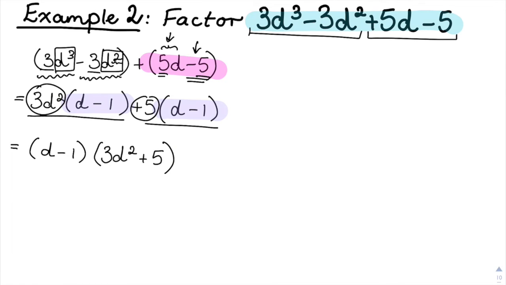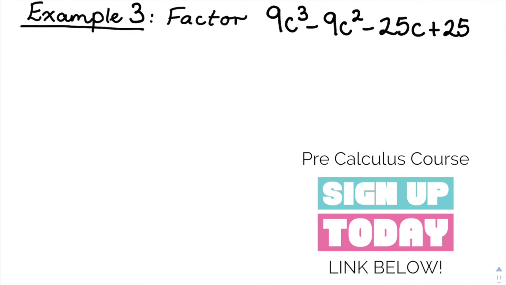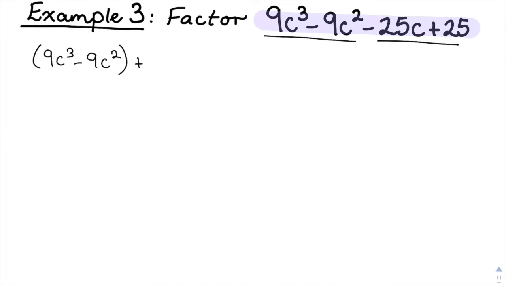Example 2 complete. Let's go for one more, as the third example is a little trickier. In this example here, we're being asked to factor this polynomial. I'm going to pair them up like this and rewrite them. Okay, now let's factor each set of the parentheses. I'll begin with the first one.